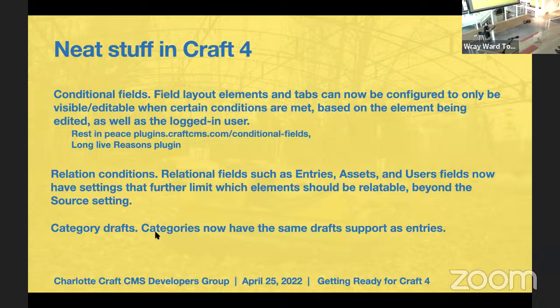They're still called categories, but they now use all the entry modeling and stuff. So now you've got drafts. You can have multiple authors. You've got versioning support. You've got publishing time, expiration dates, all of that stuff is now part of categories.